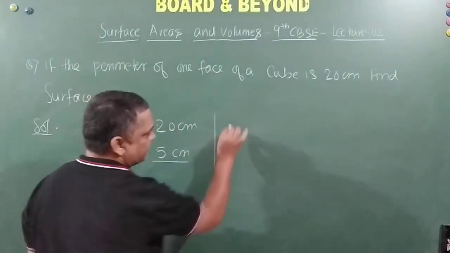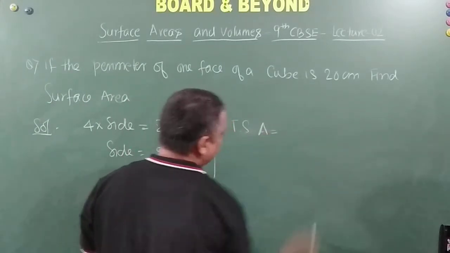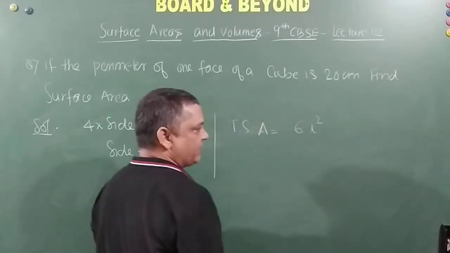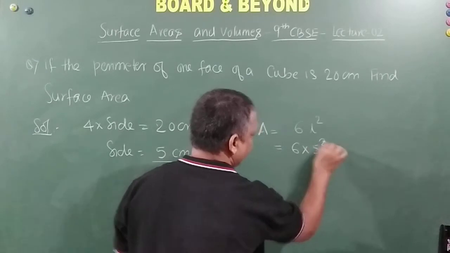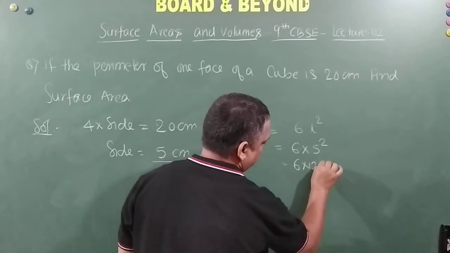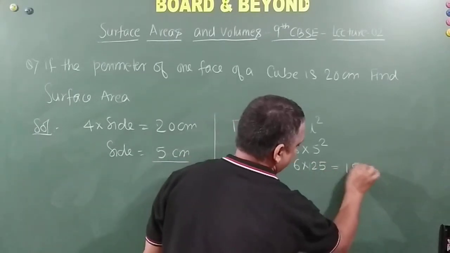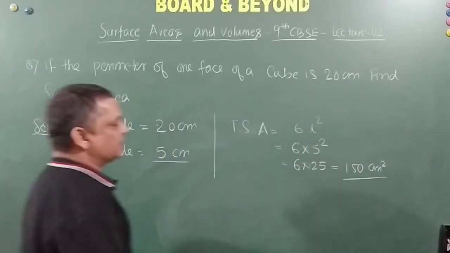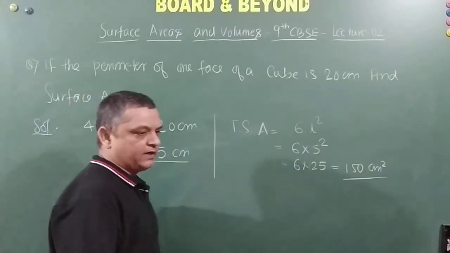So total surface area of a cube is how much? We studied in the last lecture. Total surface area is nothing but 6L square or 6 into side square, right? So 6 into 5 square. Side is 5. So this is equal to 6 into 25, which is equal to 150 centimeter square. So the surface area of the cube is 150 centimeter square.